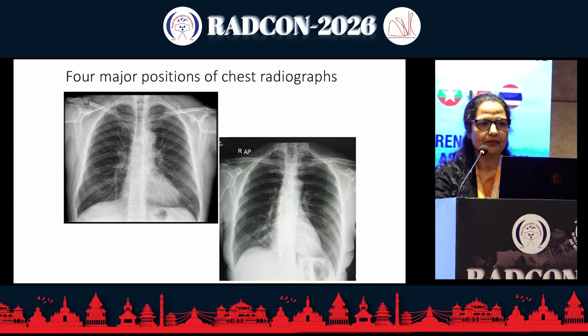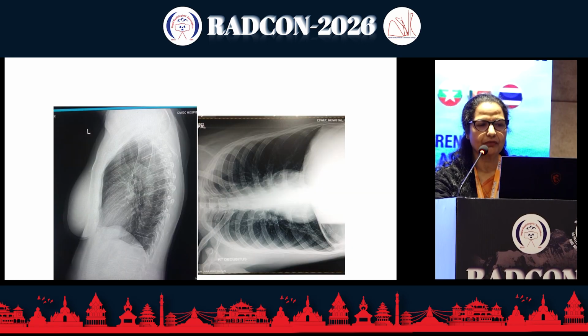So there are 4 major positions for frontal radiographs. It can be posterior anterior or anteroposterior, depending on the availability as well as the condition of the patient, and lateral views, and sometimes decubitus. There are some additional views also in certain circumstances, like oblique views and apical views. We perform them when required.